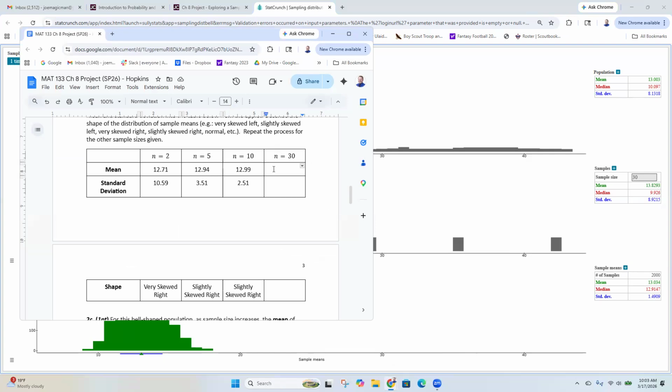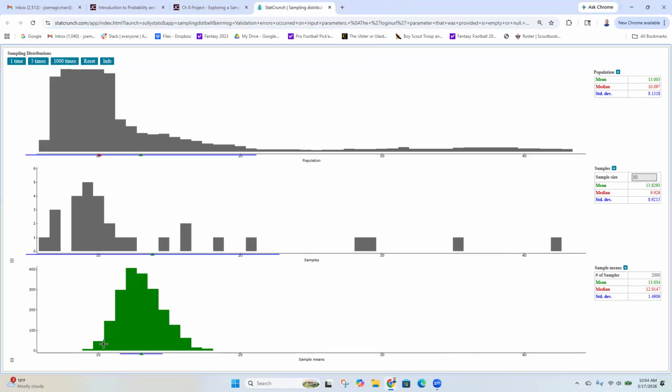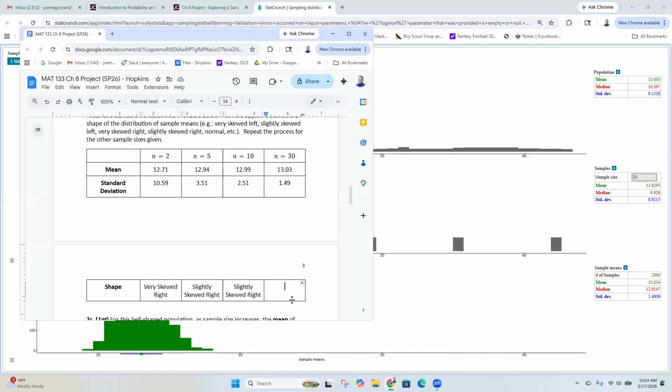All right. So let's finish filling this out. 30, 13.03. Standard deviation 1.49, and my shape. What do you guys think about this shape? Skewed right, very skewed right, slightly skewed right, or normal. It doesn't have to be perfectly normal for it to be normal. We've said that already. I think this looks normal to me.